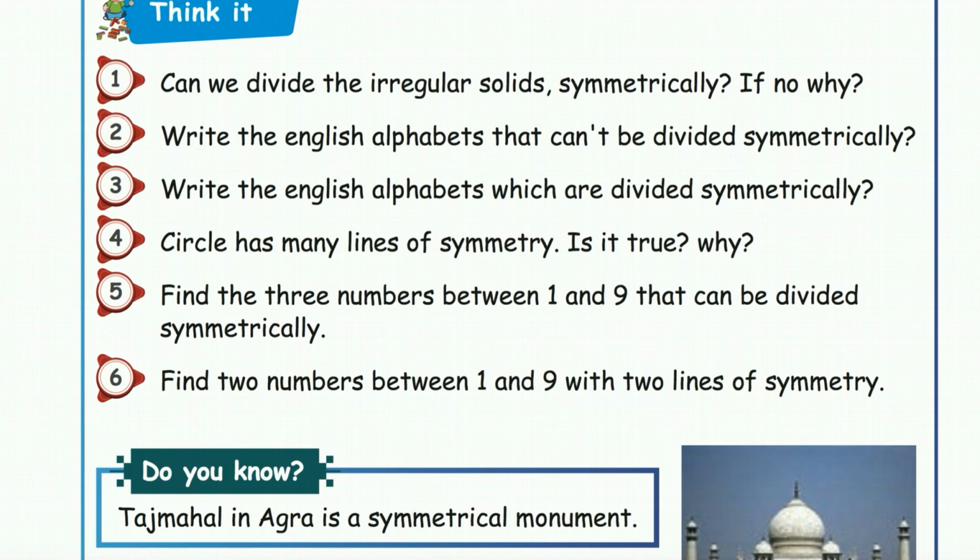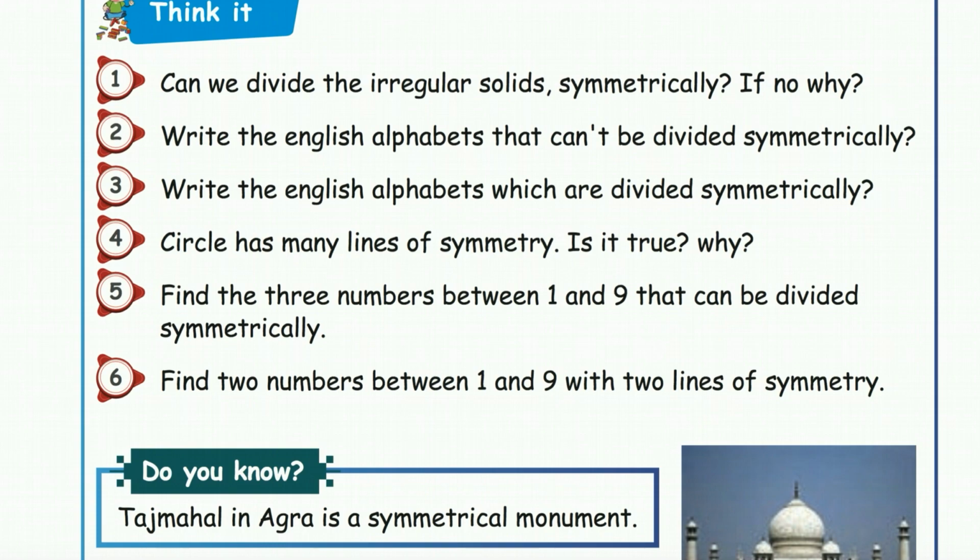Find 2 numbers between 1 and 9 with 2 lines of symmetry. Yes, 8 has 2 lines of symmetry. Either you go from top to bottom or from left to right, any way you cut it, it becomes symmetrical. 8 has that chance. One more number you want. 3 is not vertically symmetrical. It is only horizontally symmetrical. So there is a problem with 3.